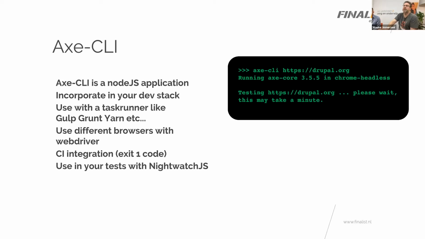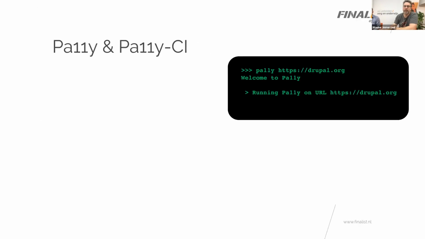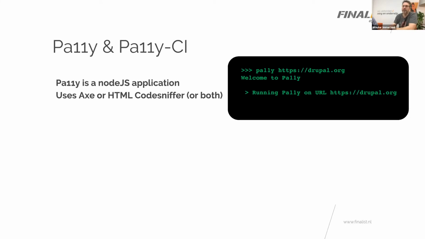And a nice feature, if you ask me, is that you could incorporate X into your Nightwatch.js tests. There's an extension for Nightwatch. The other Node.js application I'd like to shortly talk about is Pa11y. Pa11y is also in the Koali application we already talked about. It's a Node.js app, just like the other one we discussed. And you can use different parsers like X or the HTML code sniffer.